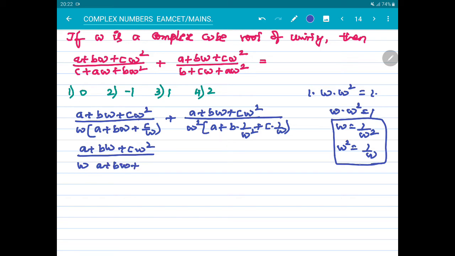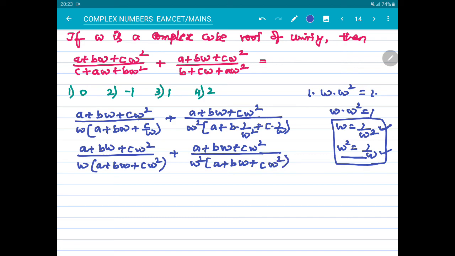Again, a + b omega + c omega^2 whole divided by omega times (a + b omega + c by omega). Now the super trick. C by omega: 1 by omega means omega^2. So its value will be c omega^2. Again the numerator is the same, a + b omega + c omega^2, divided by omega^2 times (a + b times 1 by omega^2, which is omega, so b omega, and again 1 by omega means omega^2, so c omega^2). Now see, the numerator and the denominator are identical and hence get cancelled.